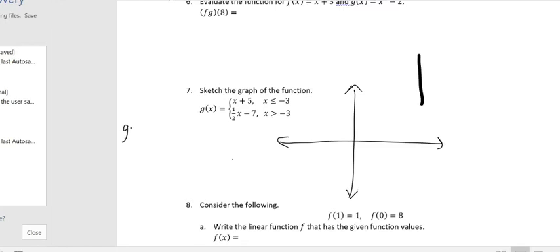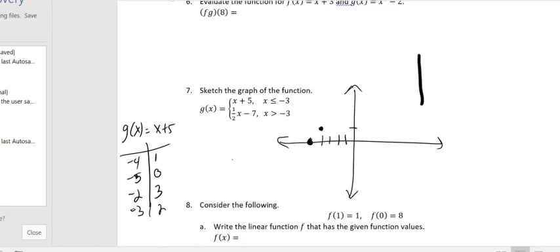So for the first one, g of x equals x plus 5 is right here. And then negative 5 and 0 is right here. Negative 2 and 3 is right here. And then negative 3 gives us a positive 2. But I can't use negative 2, right? So let me erase negative 2. The reason I can't use that is because it's not less than negative 3. So for negative 3, we get 2.